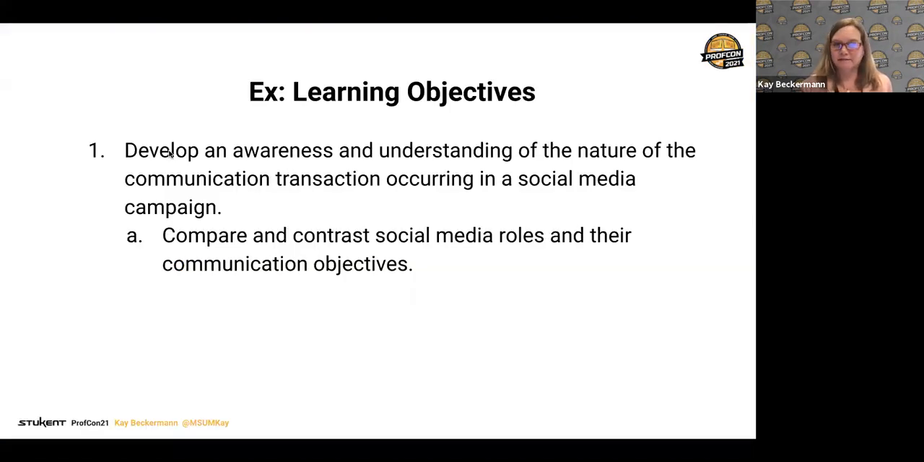So again, here's the same learning objective. And then I made sub-objectives because it helped me understand what I was trying to do, what goals I was trying to reach.